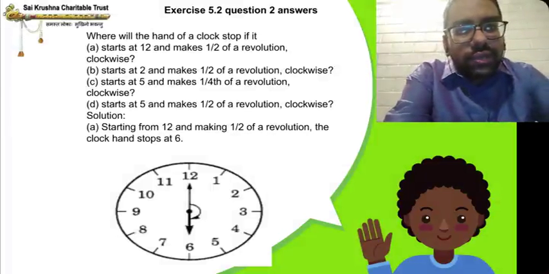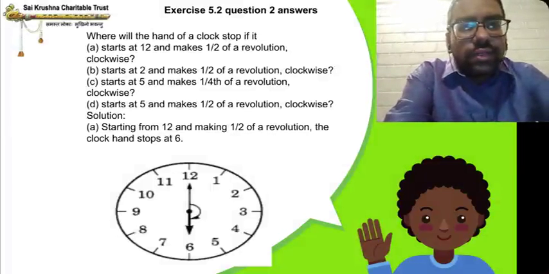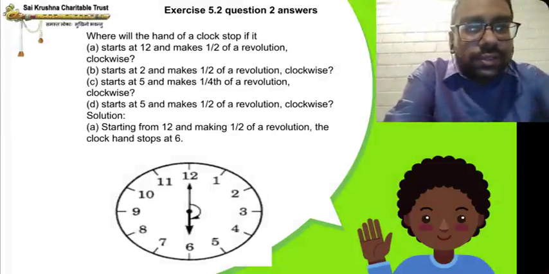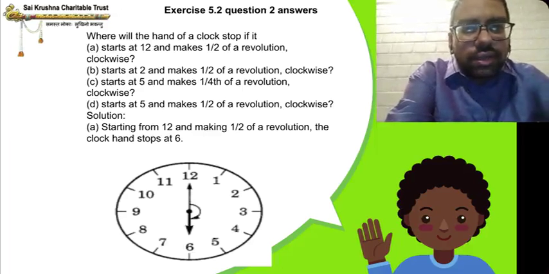Where will the hand of the clock stop if it starts at 12 and makes half a revolution clockwise? 12 to 3 is 1/4 revolution. 3 to 6 is 1/4. So half revolution is 6 o'clock.